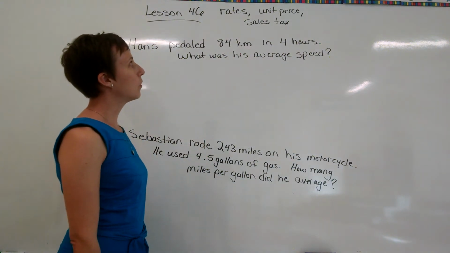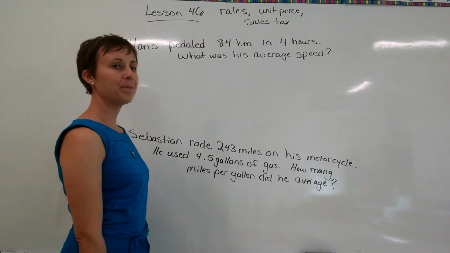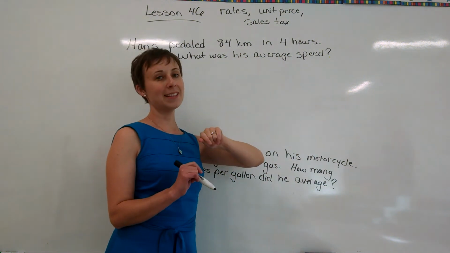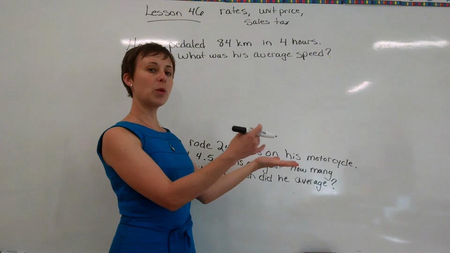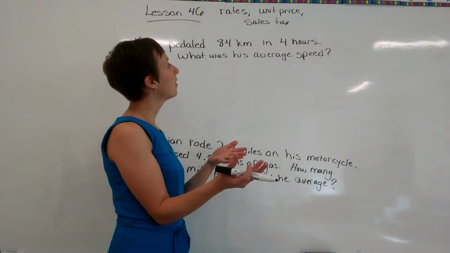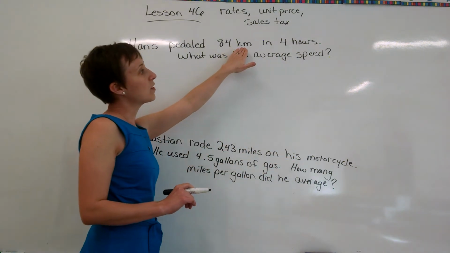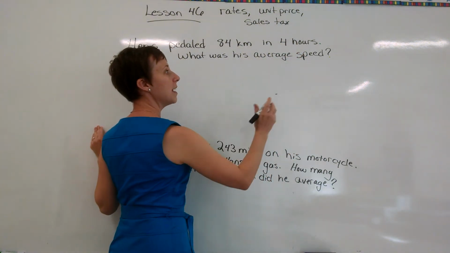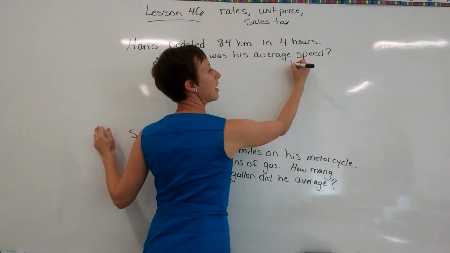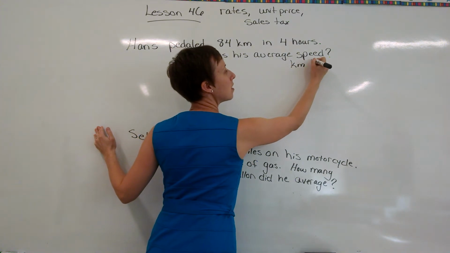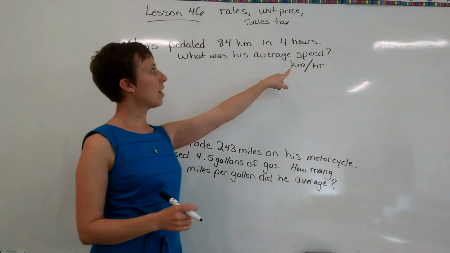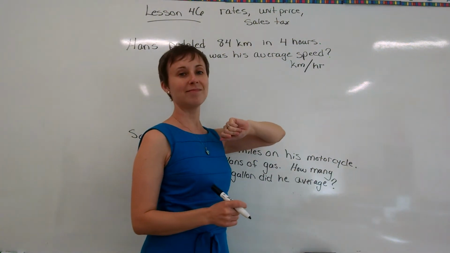This doesn't look like a unit price or a rate problem until you think about it. When we measure speed, we're measuring how far someone went in a unit of time. In this case, they gave us kilometers and hours. So his average speed, we're going to want to measure in kilometers per hour. Now that looks a lot more like what we did before.